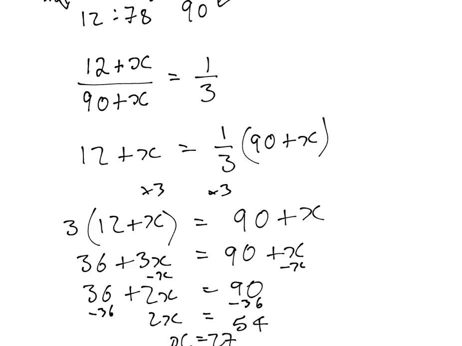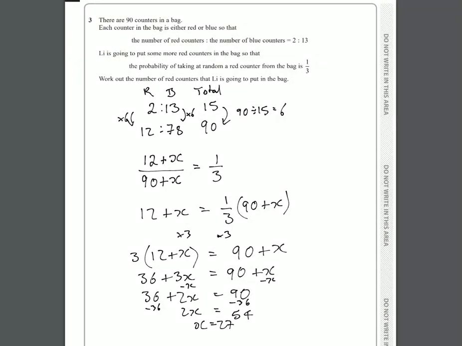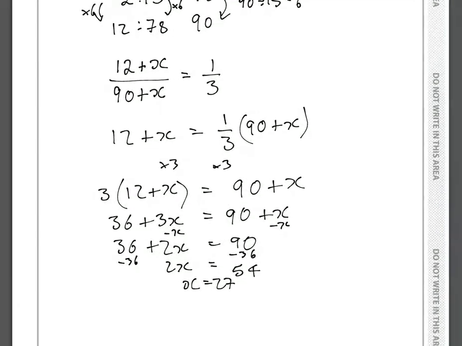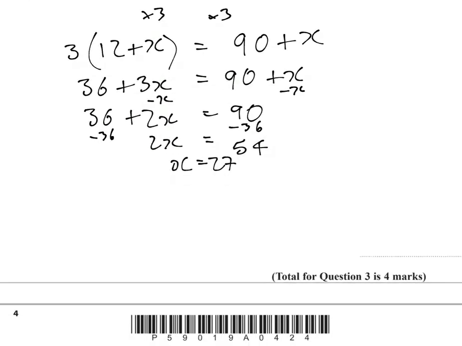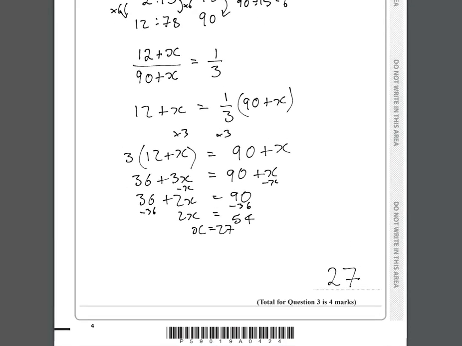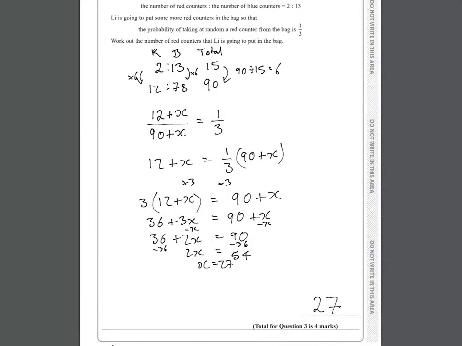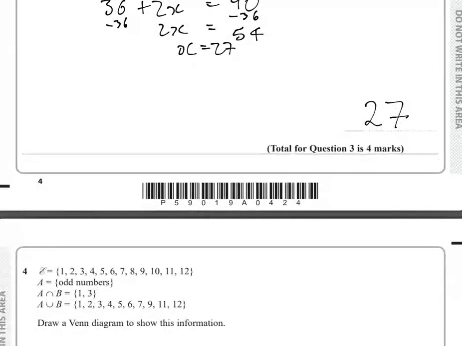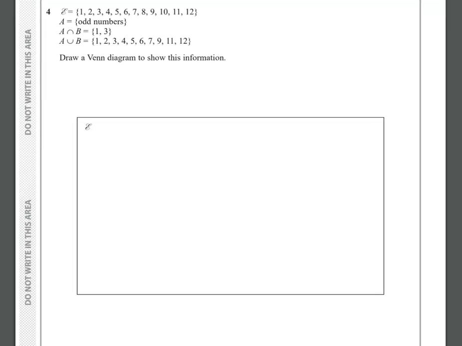So what was the question? What is the number of reds? Well, it's just 27. There we go. So the second bit of that is a little bit harder, but the first bit interestingly gets you 2 marks, so well worth giving that a go. You get the first bits.